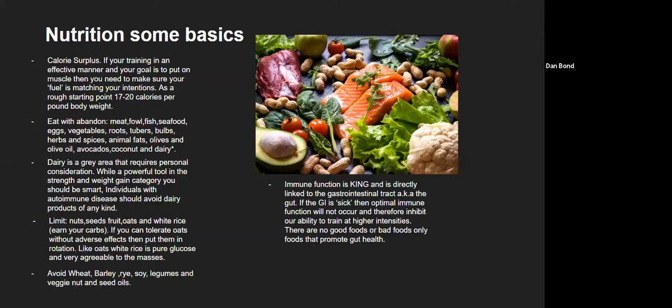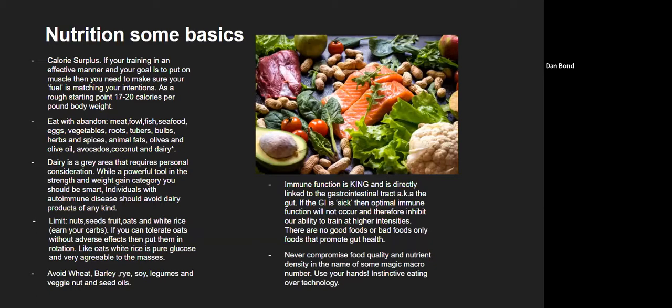But very important, I'm saying at the bottom there are no good foods or bad foods, only foods that promote gut health. Some of you might be able to eat wheat, barley, rice, soy, legumes, and veggie, nut, and seed oils because your immune function's fine. Some of you may not. This is the process of you figuring out what foods cause you GI stress. That's the fundamental thing you need to think about when you're putting food in your body and how your body responds to it. So ultimately, never compromise food quality and nutrient density in the name of some magic macro number.